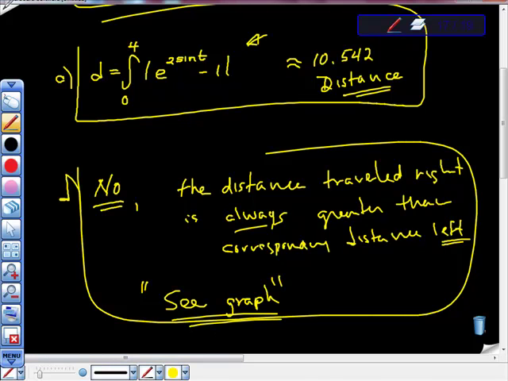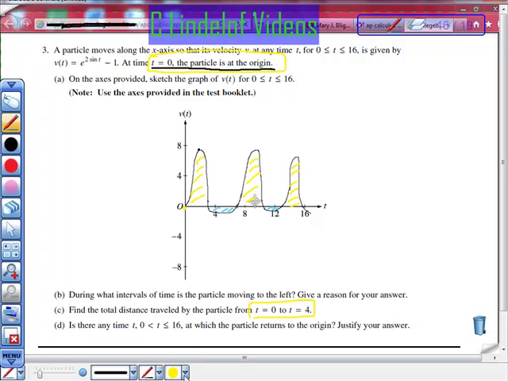Because if we look at the graph, you could say this. What you can see if you're trying to demonstrate your point is t equals 0, particle at 0, 0, right here. And then you can say distance right. And you can see the distance right here is greater than the distance left. There's this little place in there, right? Okay, so those are my answers.